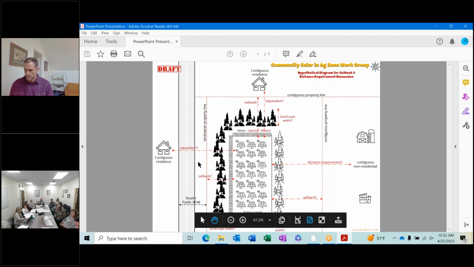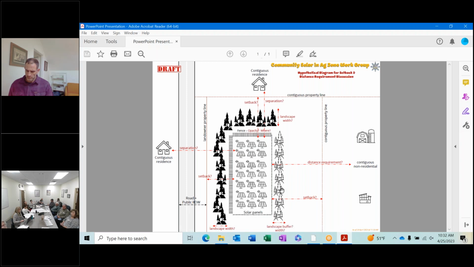So we put up the graphic here, hopefully everybody can see that, and I think we provided copies for you. The idea is that there are a couple of dimensions we've talked about, and we tried to illustrate the different scenarios. Really there are three dimensions: the width of the landscaping, the setback, which is the distance from the property line to where the solar panels start, and the separation from contiguous residential uses to the solar panels.